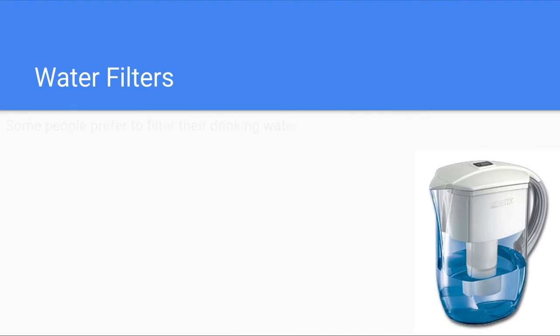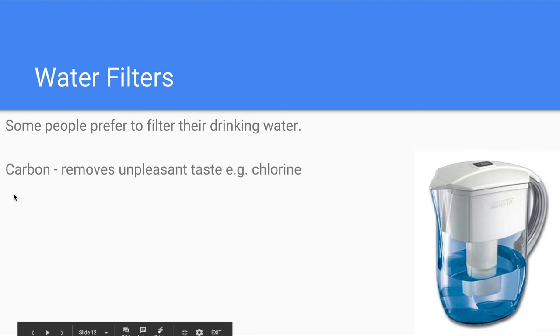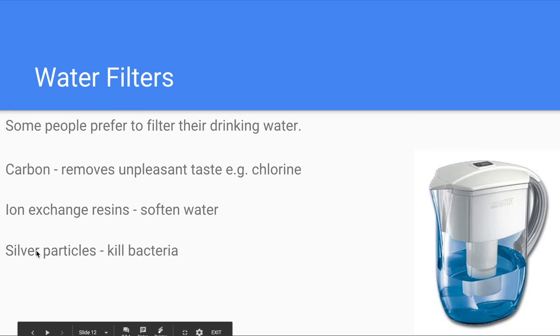Now, water filters. Some people prefer to filter their drinking water. And if the filters contain carbon, it removes unpleasant taste like chlorine. And some of them contain ion exchange resins, which, as we said before, soften the water because it removes the calcium ions by displacement. And some filters contain silver particles like silver nanoparticles, which kill the bacteria.